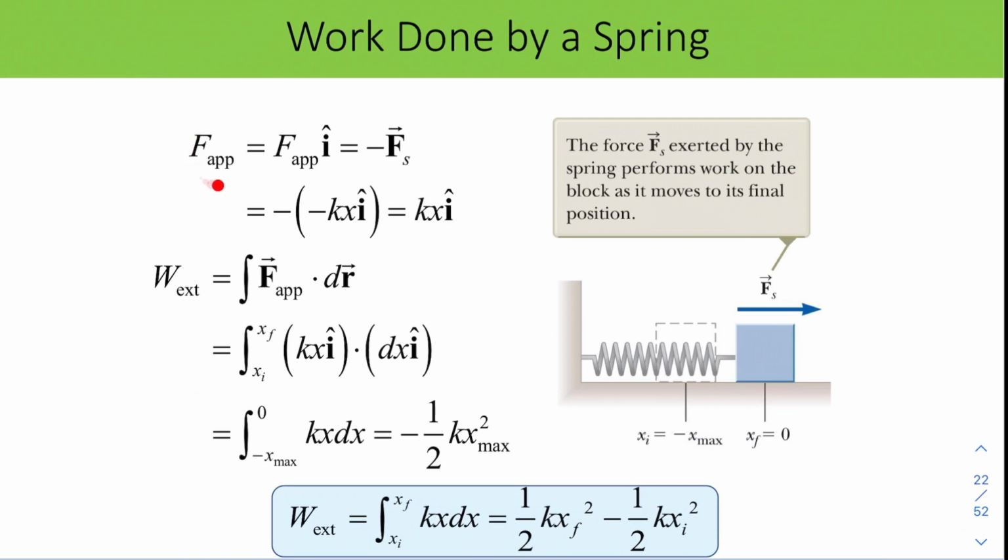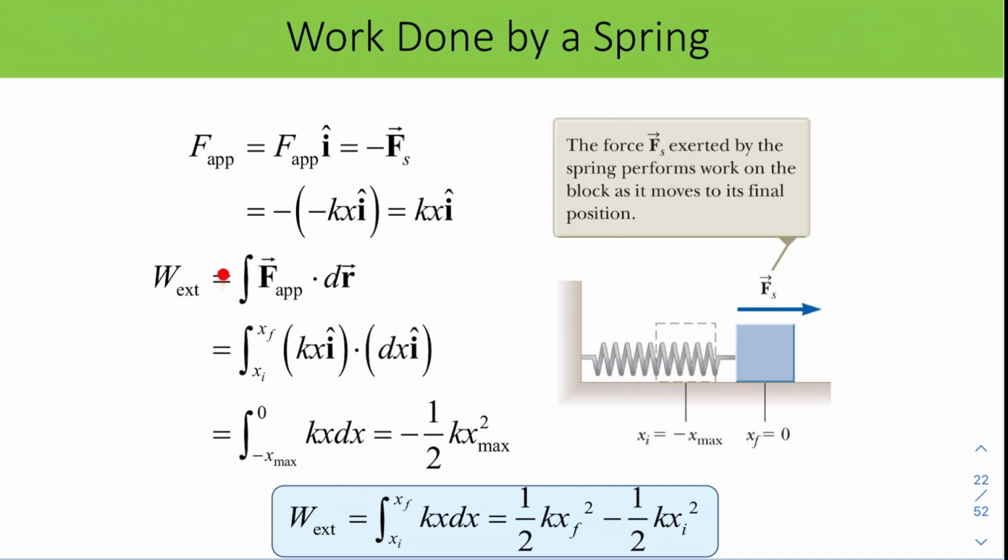So if we are talking about F applied now, in other words, F applied is always opposite to the spring force. Remember, we displaced the block initially to the right, but the spring force tries to restore the position of the spring and the block to the left. So it's always the same magnitude but in the opposite direction. So negative of negative kx will give us positive kx i. This is F applied.